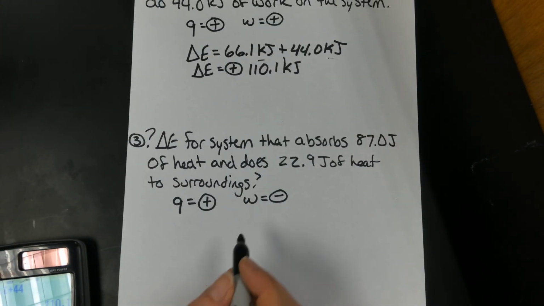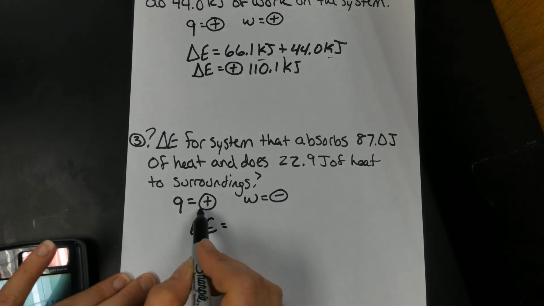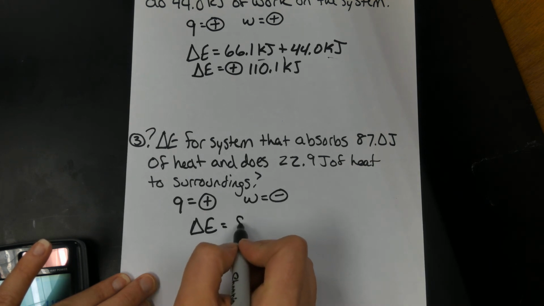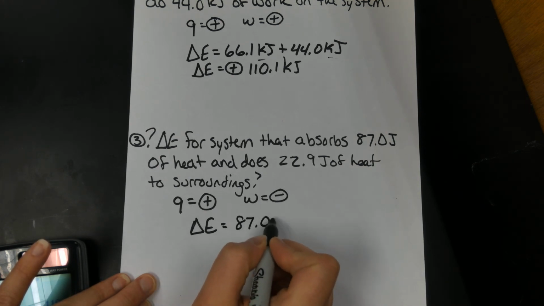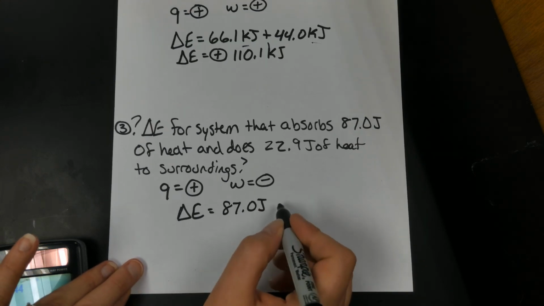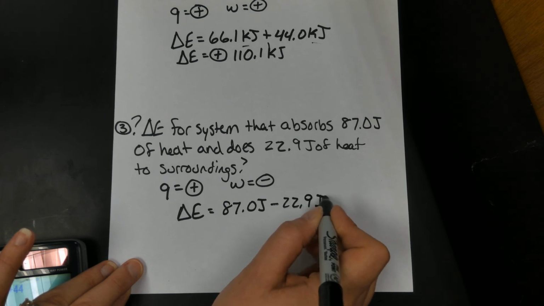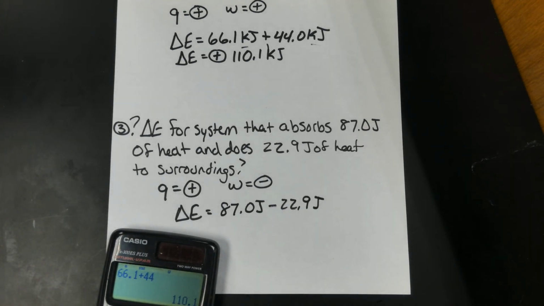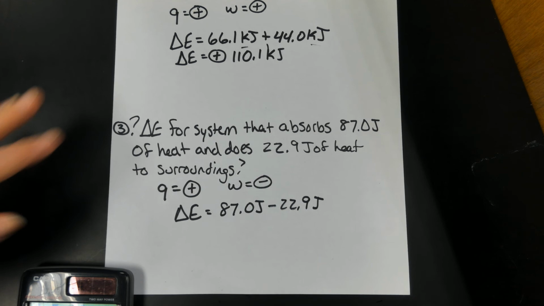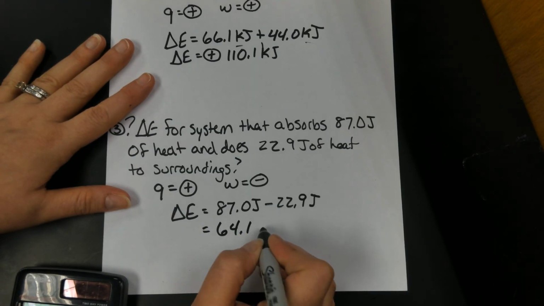So my delta E for this case is going to be whatever my Q is, and that's going to be positive, so 87.0 joules. And this is going to be negative, so it's going to be 87.0 joules minus 22.9 joules. So let's go ahead and do that. We get a net positive 64.1 joules.